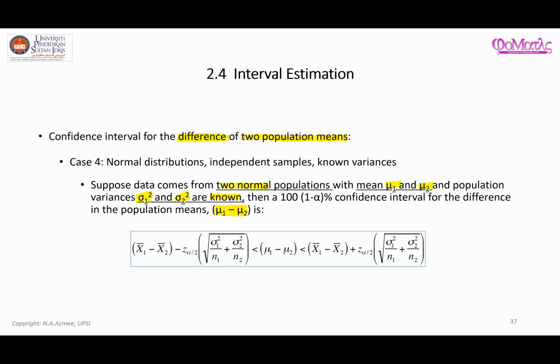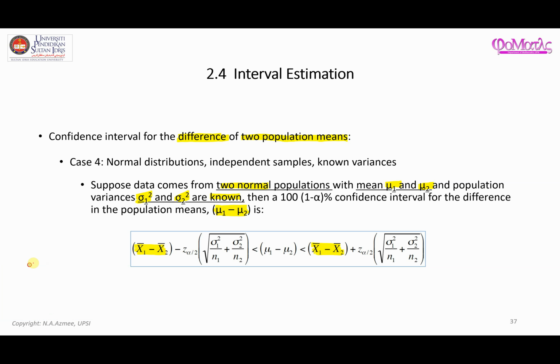Now, since you are interested to find the interval estimation for mu1 minus mu2, therefore on this part here, it has to be the sample mean for population 1 minus the sample mean for population 2. So similarly, this is also the same thing, x bar 1 minus x bar 2. So the notation here follows the idea given here. If you're interested to find mu1 minus mu2, just make sure that the formula given here is also in this order, x bar 1 minus x bar 2.